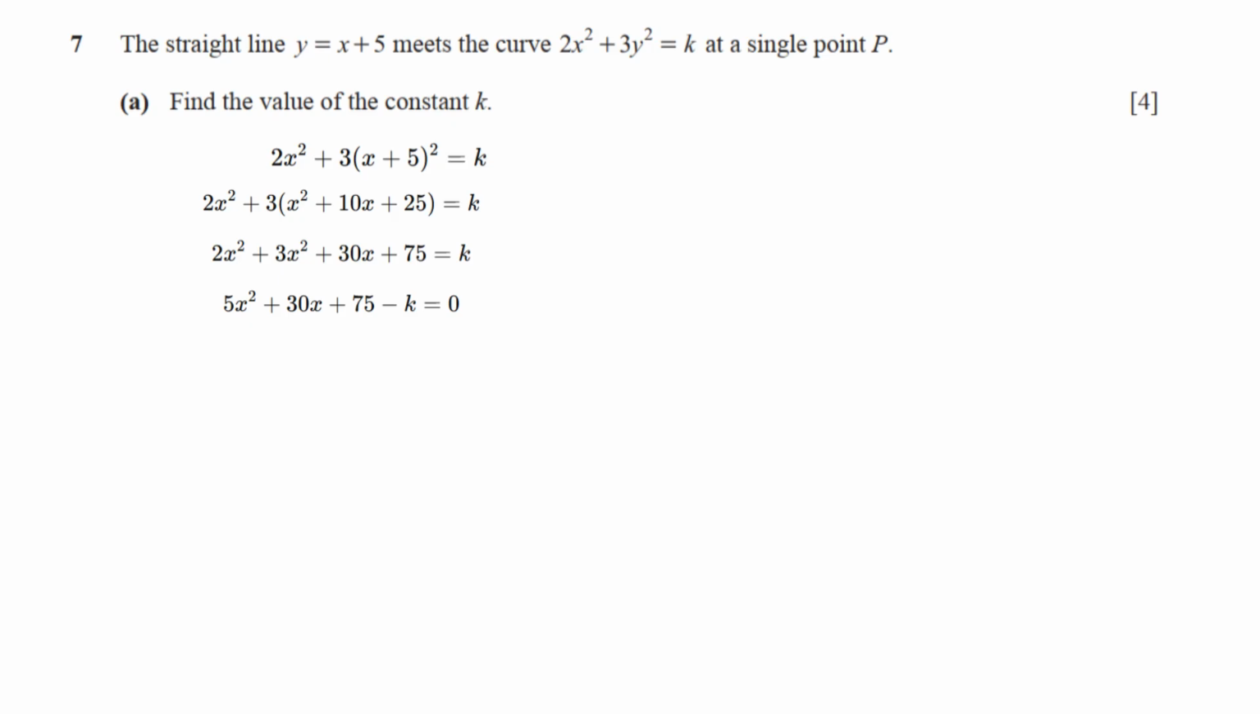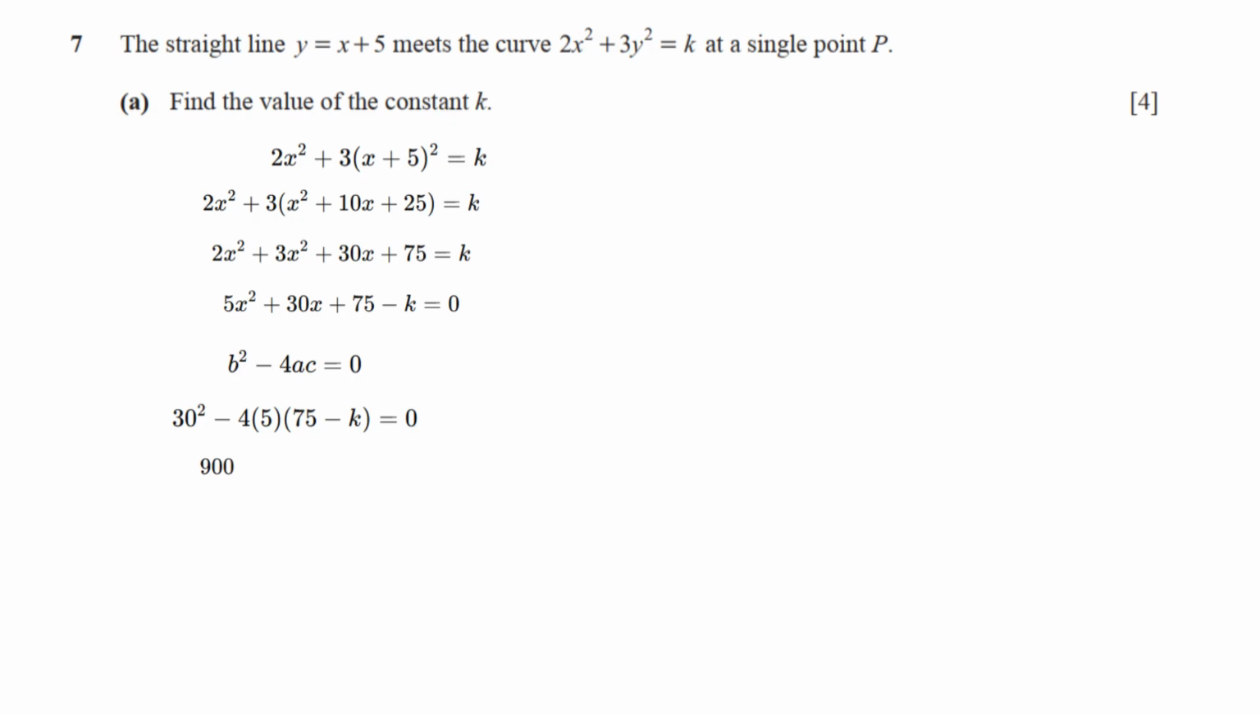Let's use the condition for a single point. For a quadratic to have one solution, its discriminant must be 0. That is b square minus 4ac is equal to 0. Here b square is 30 square minus 4 times a is 5 and c is 75 minus k, which is equal to 0. Let's solve this equation for finding the value of k.